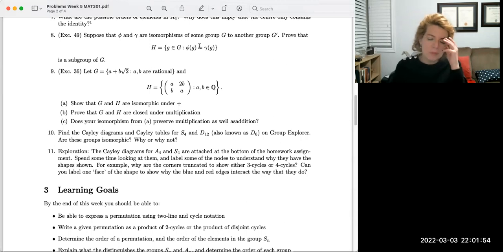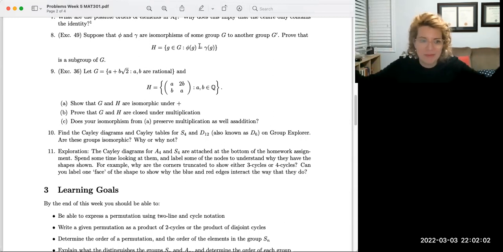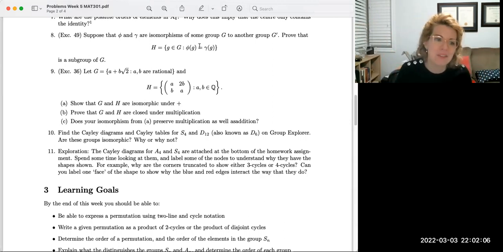The operation preserving bit is very, very important for group theory. It's what makes a group theory map a group theory map. It's the thing for group theory. Okay, so show that. And that's exactly what C is asking: is it operation preserving under multiplication as well as addition?